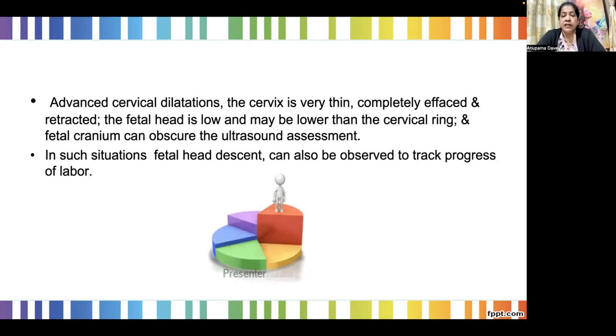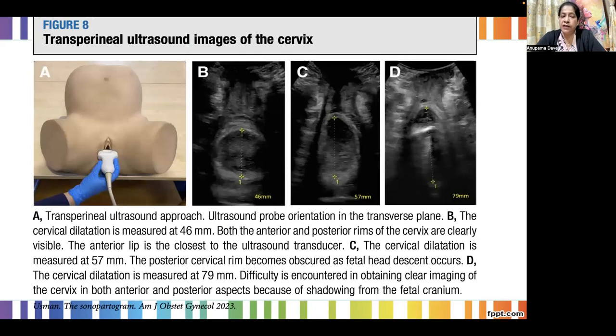In advanced cervical dilatation, the cervix is very thin, completely effaced, retracted, and the fetal head is low and may be lower than the cervical ring. So the fetal head or the cranium can obscure ultrasound assessment. In such situations, fetal head descent can also be observed to track the progress of labor. So this is how, by placing the transducer transversely at the perineum, at the vaginal outlet. Here you can see measurements of 46 mm, 57 mm, and it is difficult after 7-8 centimeters, 79 mm.